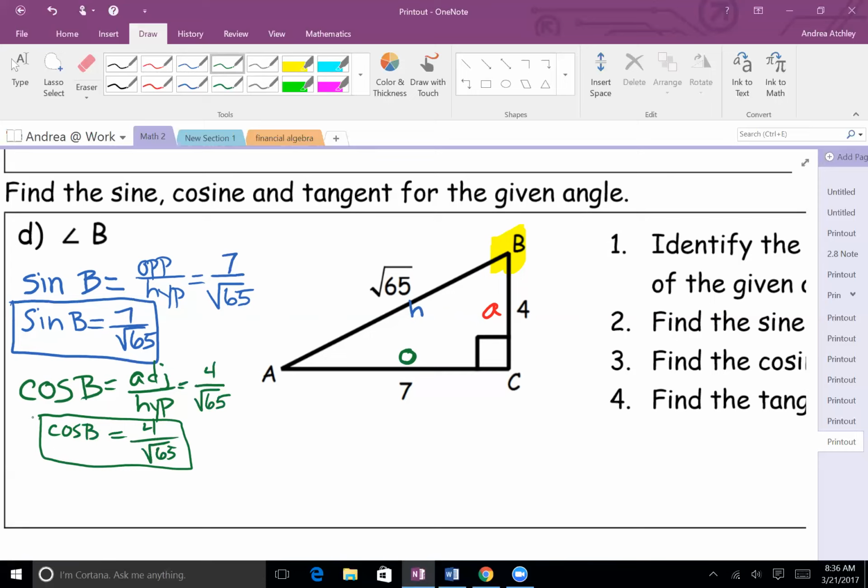Okay, everyone find the tangent now for me. Okay, so then tangent of B should be the opposite over adjacent, which will equal 7 over 4. Make sure you have 7 on top and 4 on the bottom. It has to be opposite over adjacent. If you gave me adjacent over opposite, that is not tangent, that's cotangent, which you will learn next year.